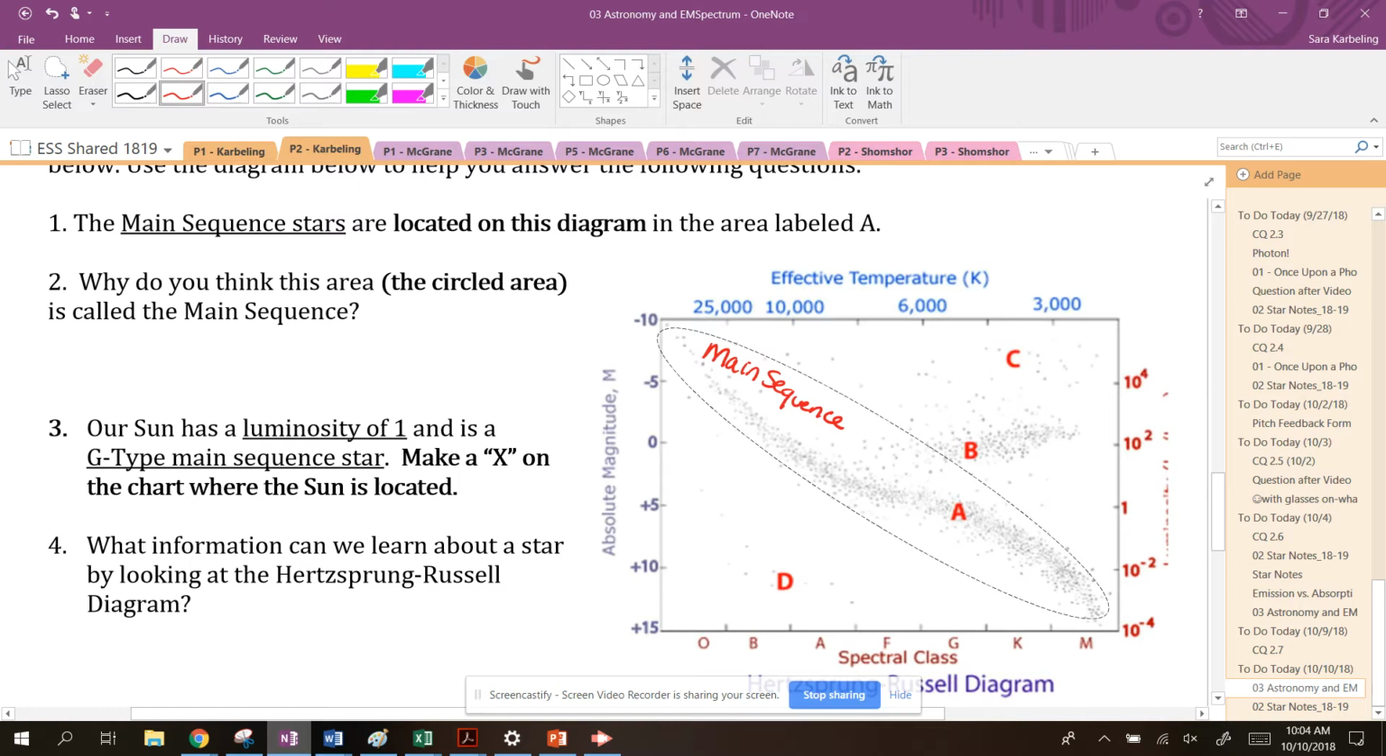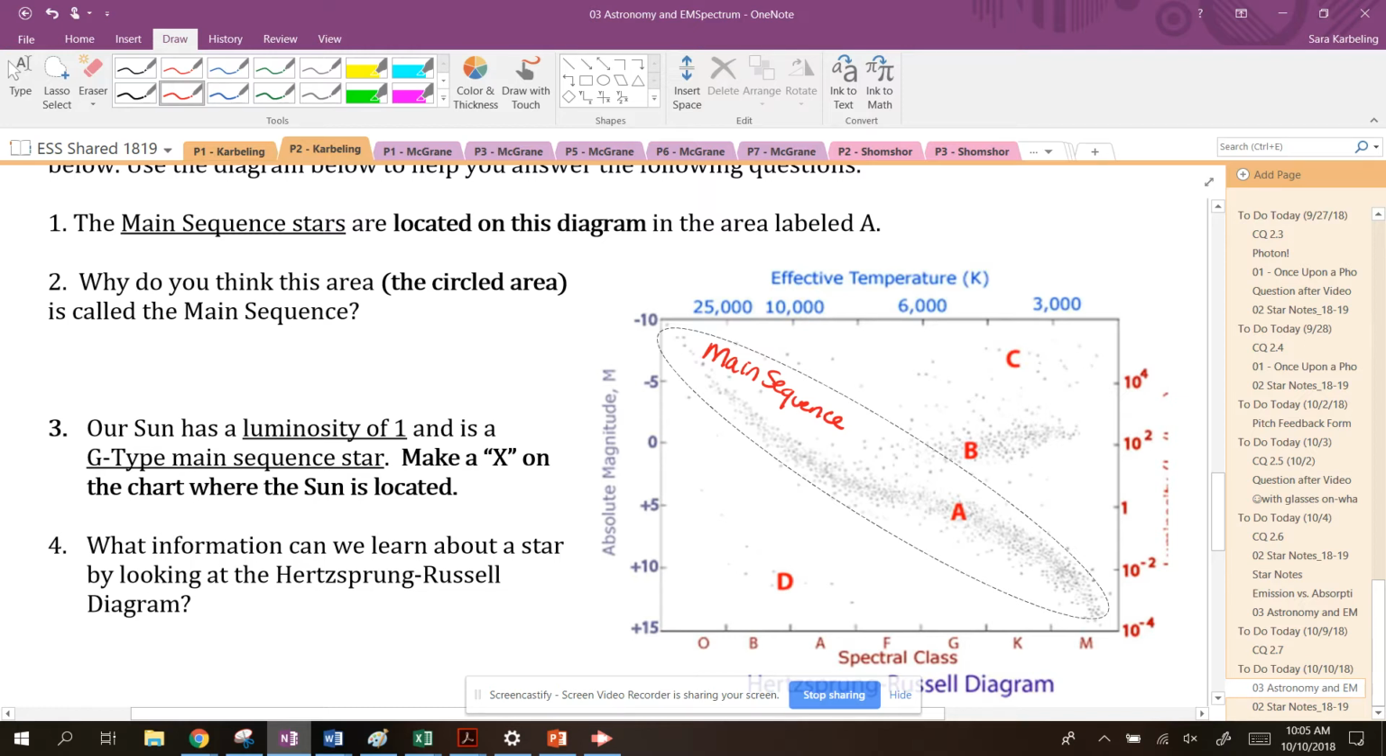I think just because the person that put the circle on there didn't include it. I think anything in this band here, like these guys down here too, if I were going to draw the circle, I'd include all of those, right? Everything that kind of lives in this line is the main sequence.